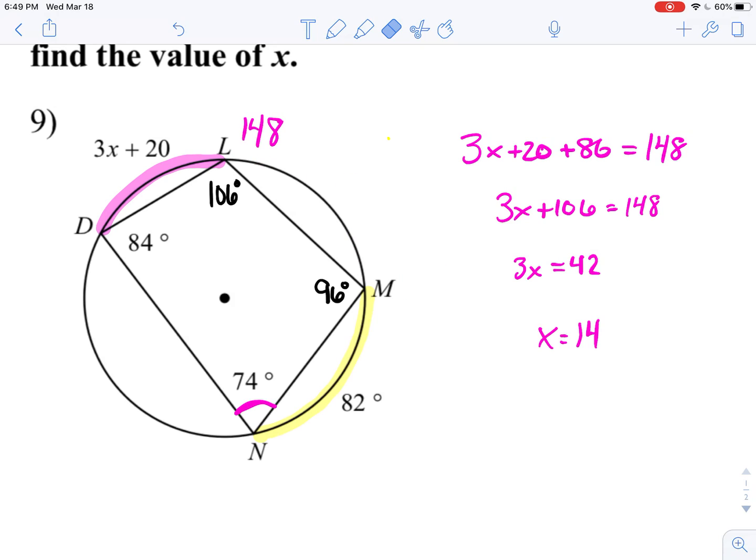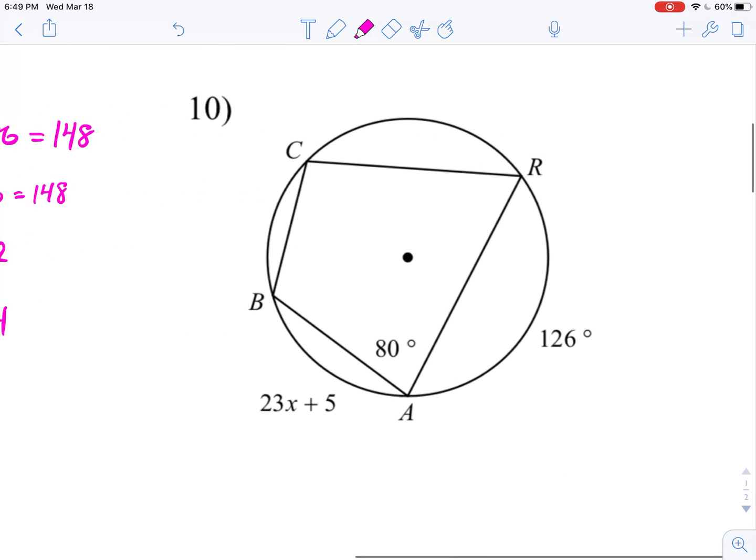So what you're always looking for, your first step should be, identify what arc do you have. In this case, we had this arc. We knew that arc. I didn't know what x was yet, but I knew 82 was arc MN. And then find your opposite angles, add to 180, opposite angles, add to 180. And we can solve from there.